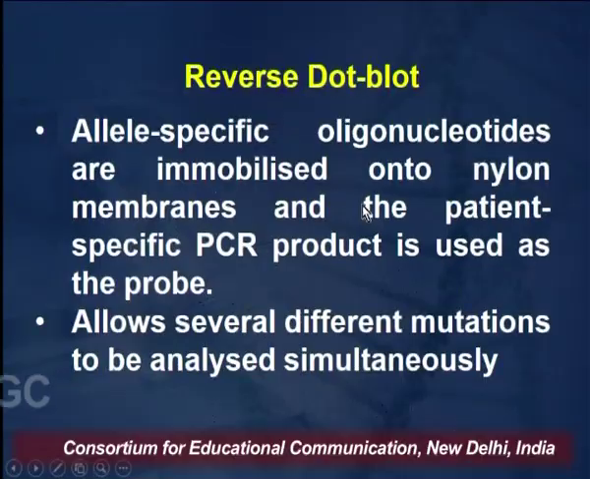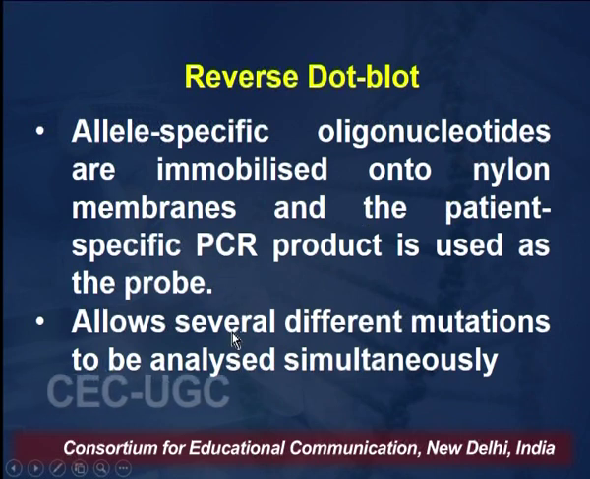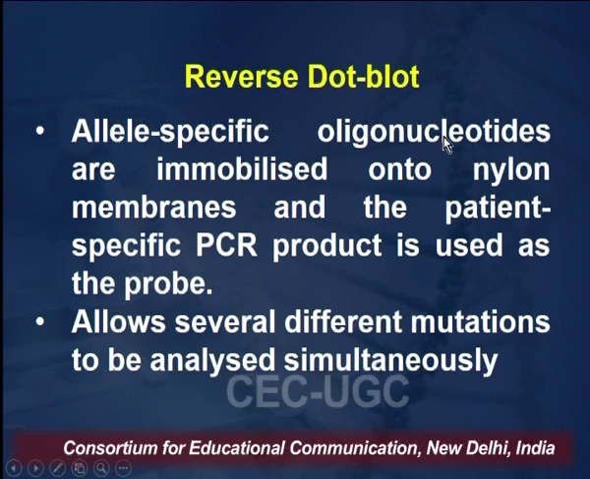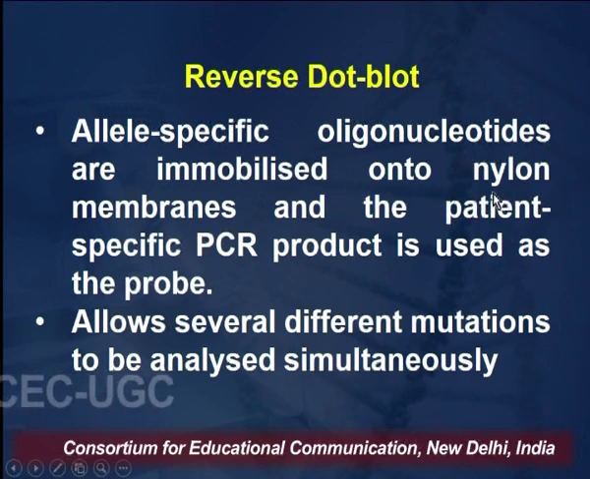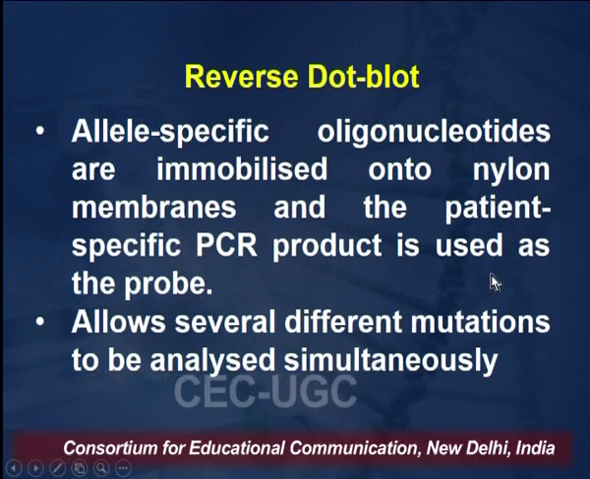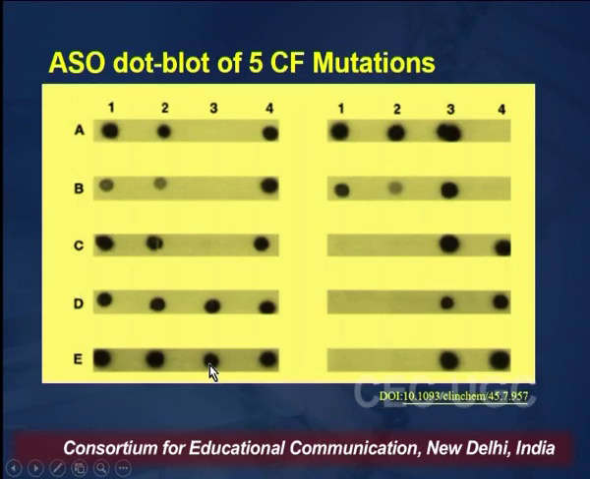Now, another extension of this dot blot method is used, which is termed the reverse dot blot method. What happens in the reverse dot blot method is that allele specific oligonucleotides are immobilized onto the nylon membrane and the patient specific PCR product is used as the probe. So, in the conventional method, the patient specific PCR amplicons are transferred to the nylon membrane and ASO probes are used to identify.